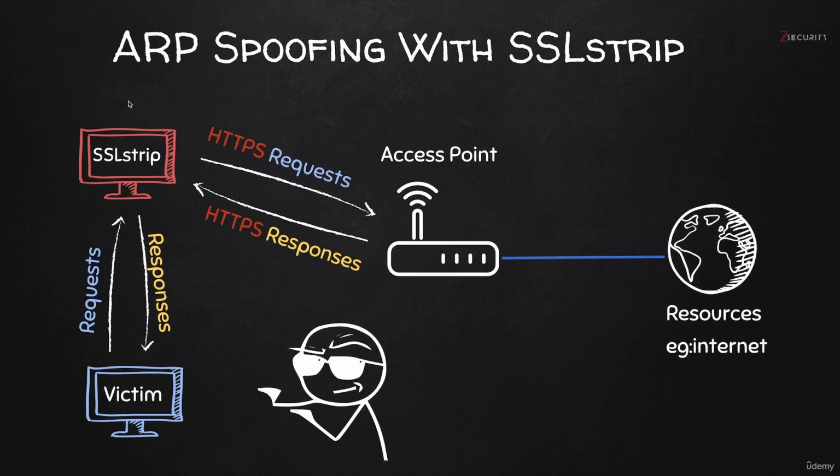Now, when we get HTTPS responses from the internet, we're actually able to read them because we are the ones initiating the HTTPS requests. So you can see the HTTPS cycle is actually only between us and the internet or the web server, and it's not between the victim and the web server.